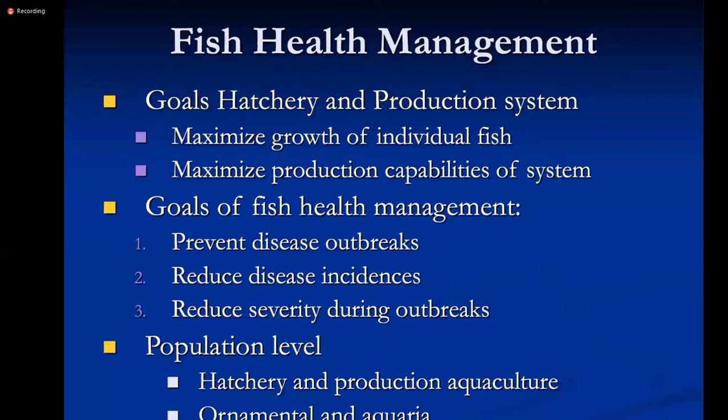So our second objective with fish health management is we want to try to reduce the number of new disease incidences that can occur, because there is no situation where invariably we're not going to have some disease issue in our culture units. So we just have to try to reduce the number of incidences. And our third point is, when we do have these outbreaks, we try to reduce the severity that happens during those outbreaks by reducing the mortality rates that occur, allow those fish to recover and get back to growing like they should.